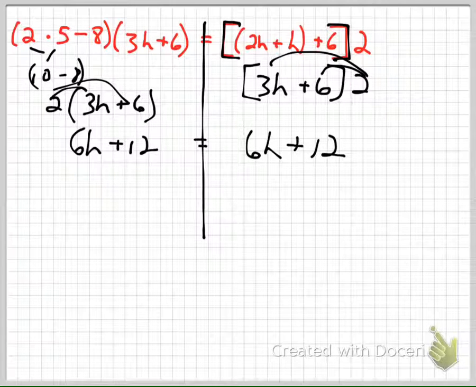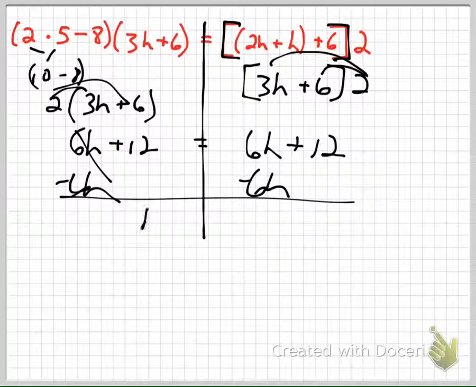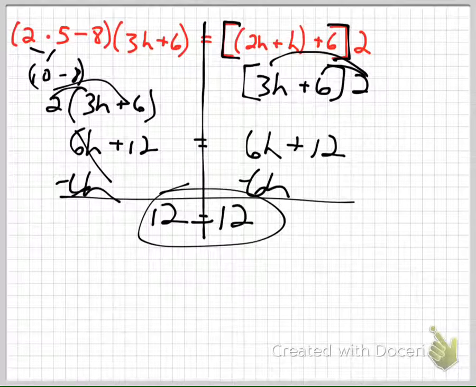Now that they're both simplified, I see variables on both sides. What am I supposed to do? Get rid of the smallest one. They're tied. Minus 6h, minus 6h. They're gone. 12 equals 12. Does 12 equal 12? Okay.